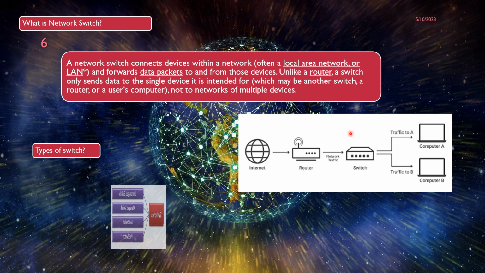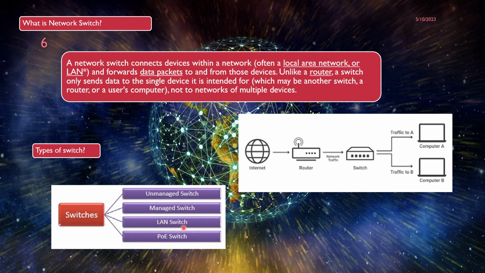Types of switch: managed, unmanaged, LAN switch, PoE switch. An unmanaged switch is pre-configured. It's like plug and play. The user has no need to configure the switch. They just connect the PC to the switch and it works automatically. In a managed switch, we need to configure everything, like VLAN creation and port configurations. That is why it's called a managed switch.